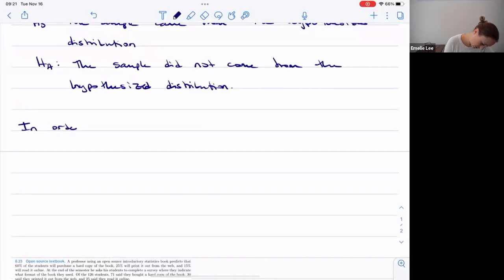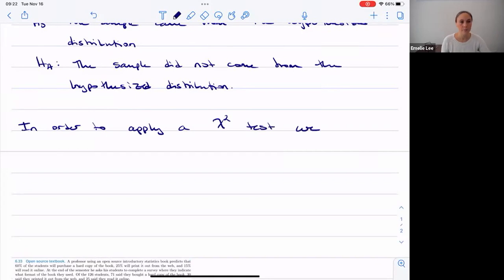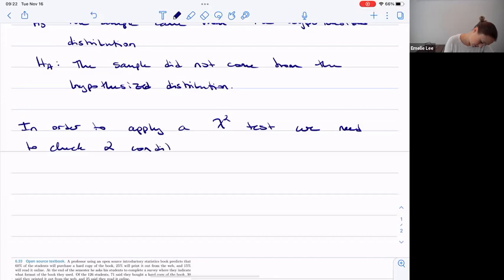In order to apply a chi-squared test, we only need to check two things. And honestly, there's only one thing that you're going to have control over. So in order to apply a chi-squared test, we need to check two conditions.